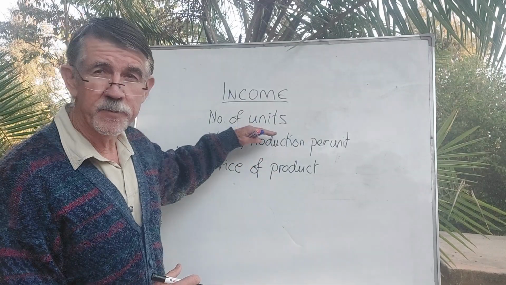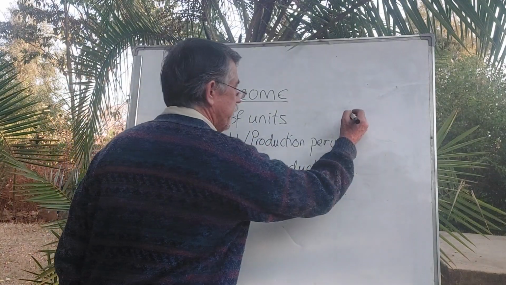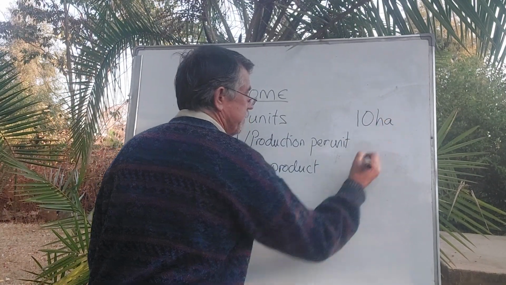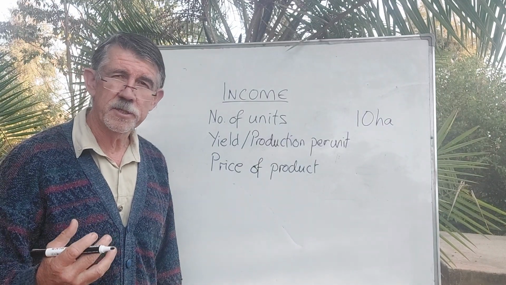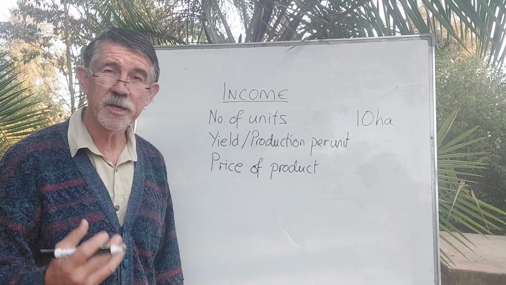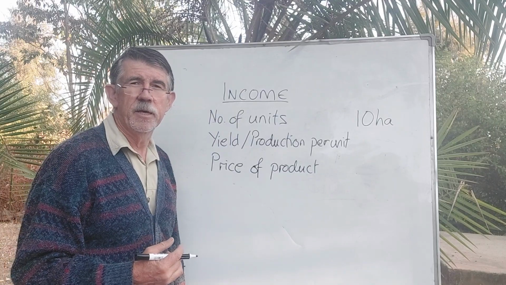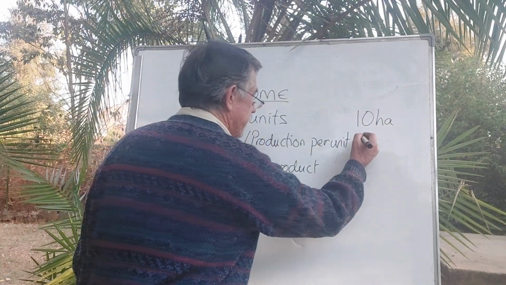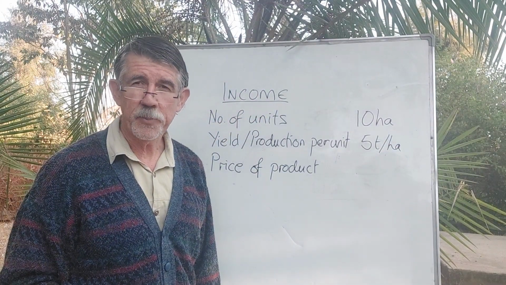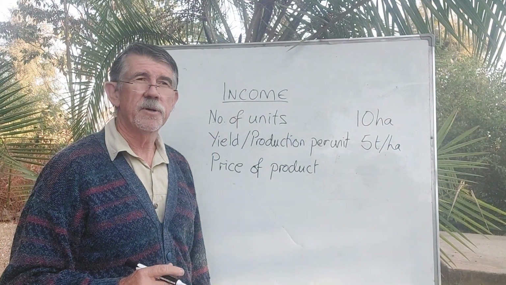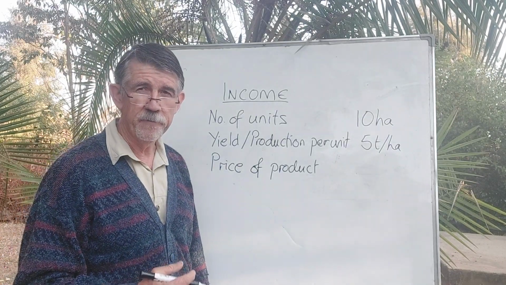The easiest is the number of units. We know how many hectares we've got or how many animals we can keep. So let's just say we've got 10 hectares. And we can estimate or be bold in deciding how much we can get from each hectare. Let's just be talking about maize for the moment. And we say we can get 5 tons a hectare. And then we think about the price. Let us be bold and think that we can get $300 a ton for our maize.